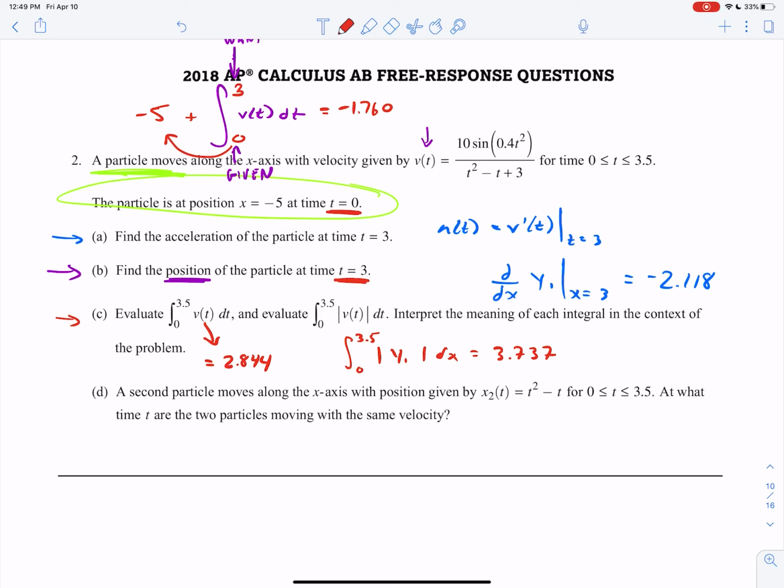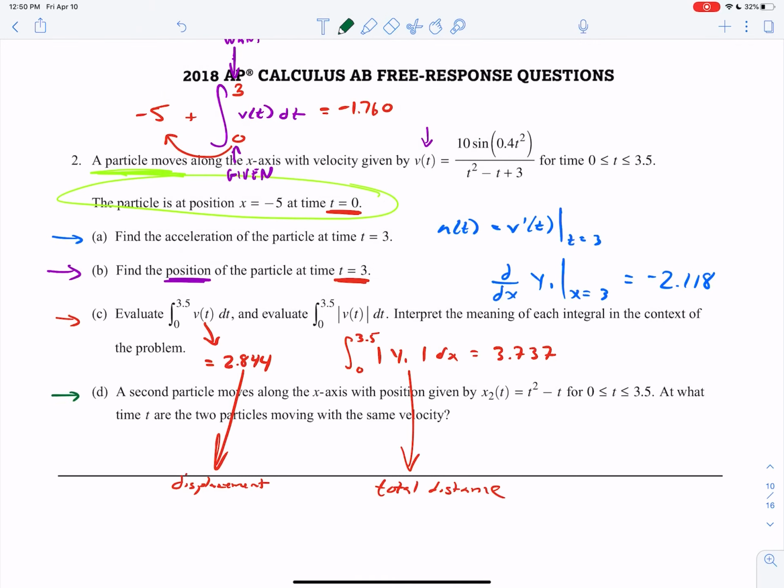Okay, interpret the meaning. You guys are really good with this, okay? So remember, when you integrate the absolute value of velocity, this is the total distance. Okay, so here they didn't really give us units, so you would just say this is the total distance the particle moves from 0 to 3.5. Okay, here is the displacement of the particle from 0 to 3.5. That's basically it.